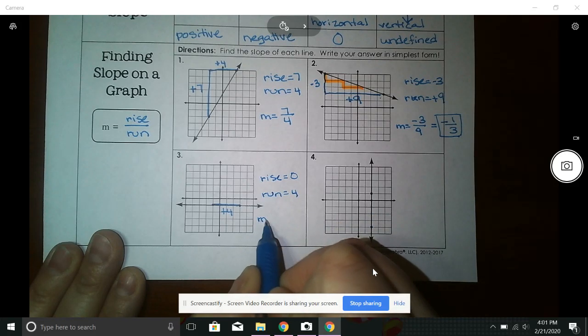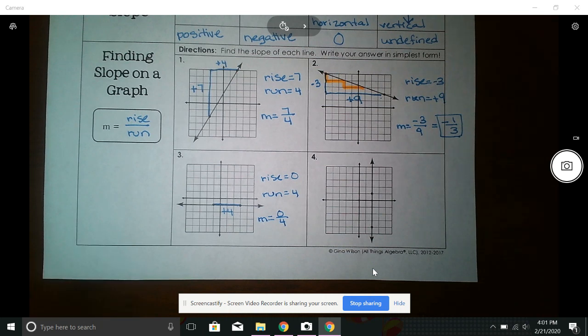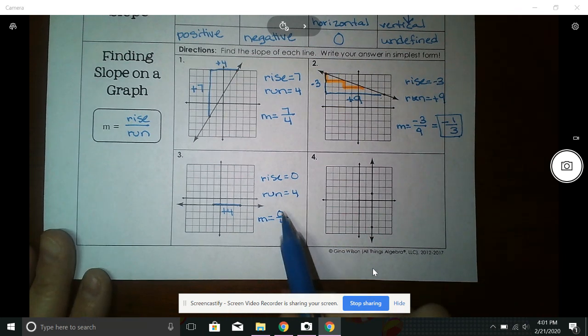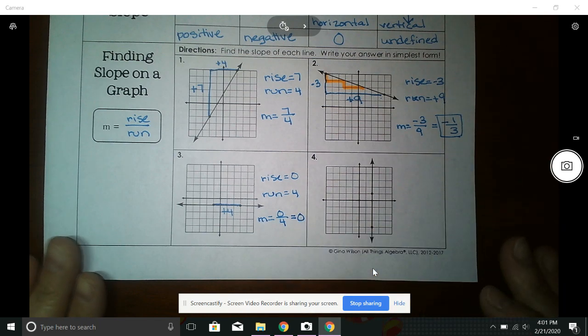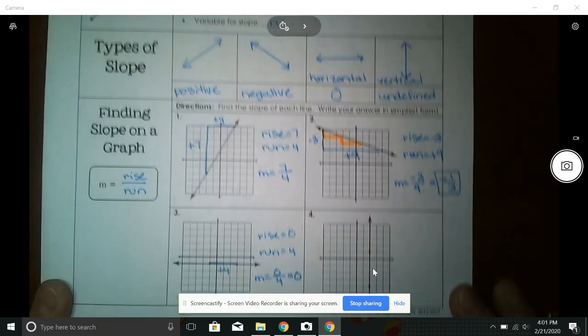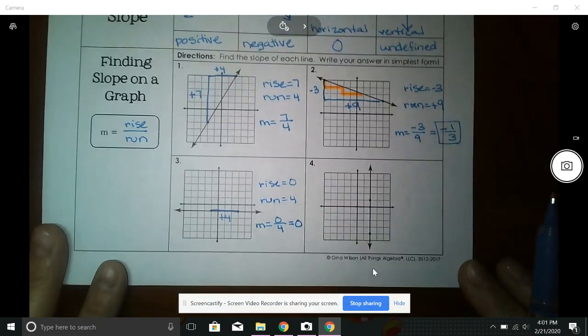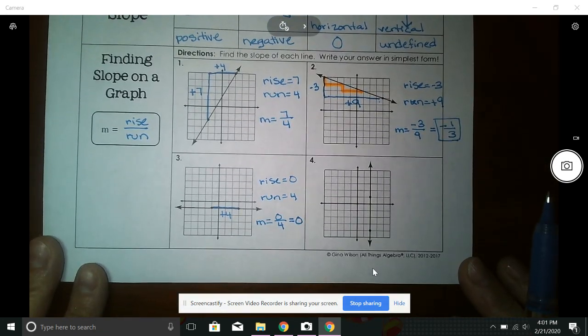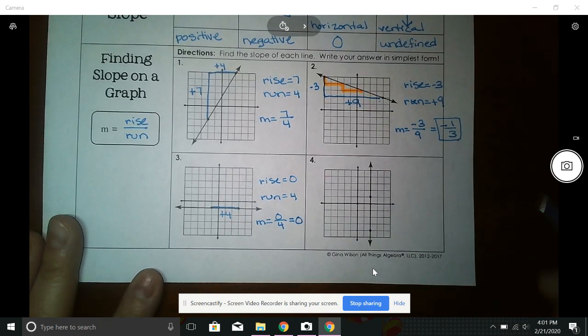So when I write my fraction as 0 over 4, it needs to be reduced, and 0 divided by any value is 0. So this is an example of a horizontal line having a 0 slope. That will happen every single time on a horizontal line, so you could just memorize that. Check out number 4. It's really similar.